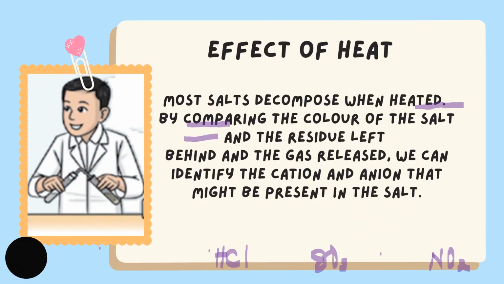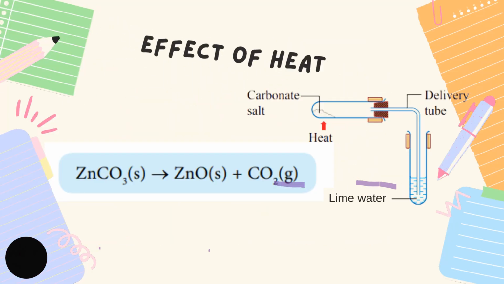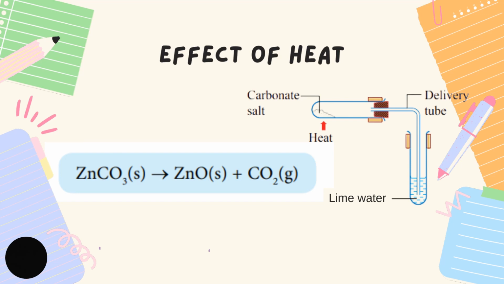Okay, so most salts decompose when heated. By comparing the color of the salt, the residue left behind, and the gas released, we can identify the cation and anion that might be present in the salt. Okay, when carbonate salt is heated, for example here we have zinc carbonate, it will produce carbon dioxide gas. For carbonate salt, when heated, it will produce carbon dioxide gas.